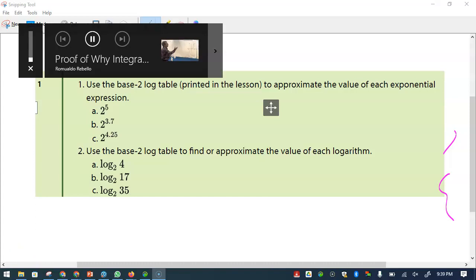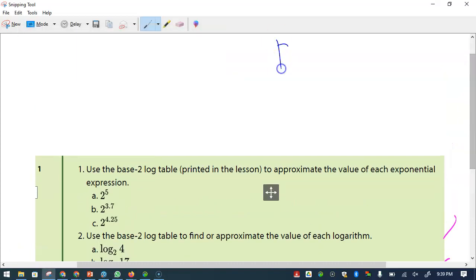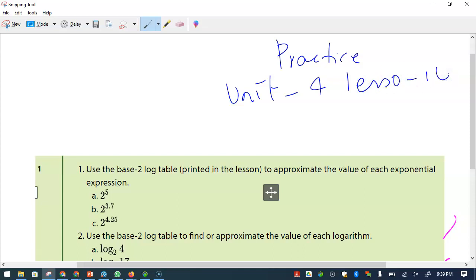Okay, so this one is a practice problem. Practice problem yet again, unit 4 and lesson number 10. Okay, let's see how this is to be done.